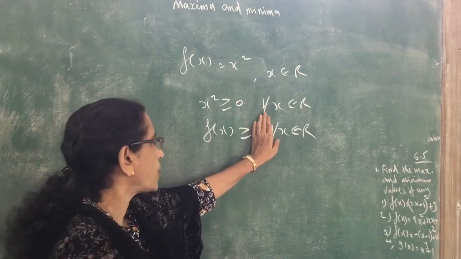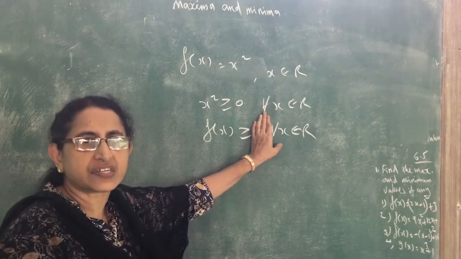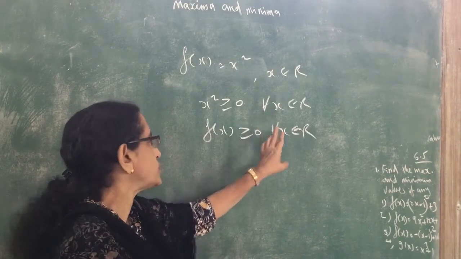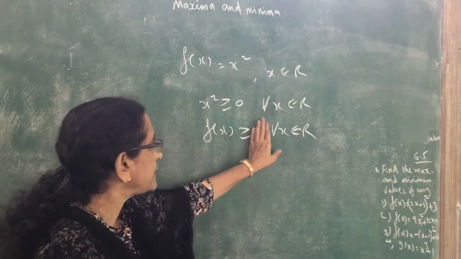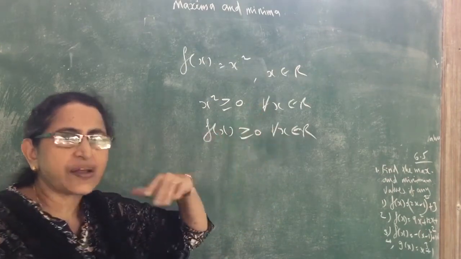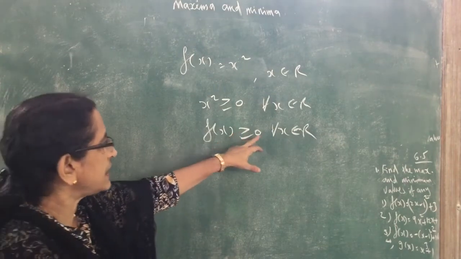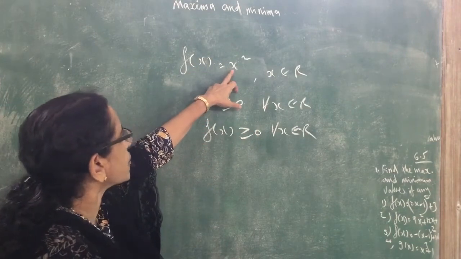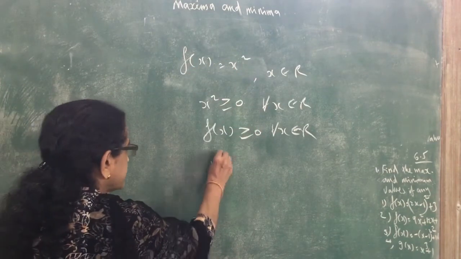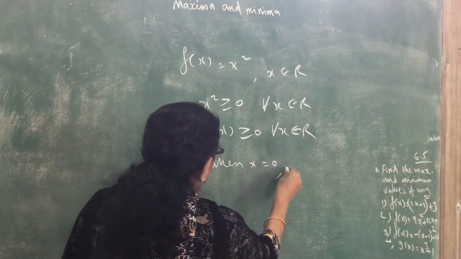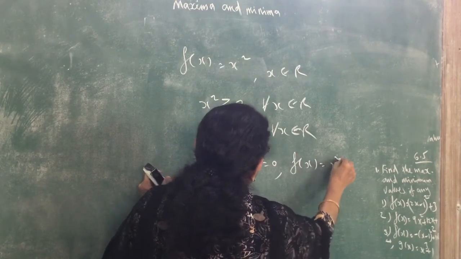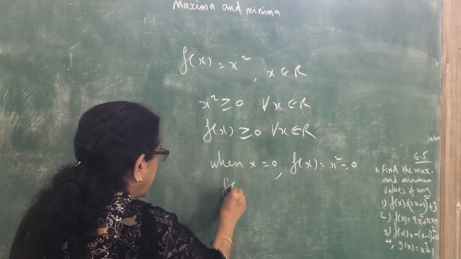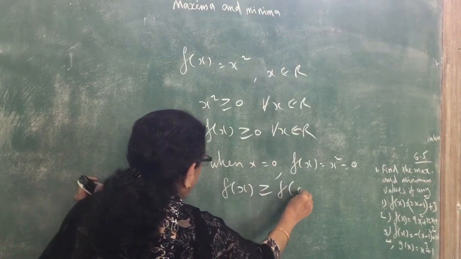That means 0 is the minimum value of the function, because for every x belongs to R, f of x is greater than or equal to 0. And what is the point of minimum value? f of x is equal to 0 when x equal to 0. When x equal to 0, f of x equal to x square is 0. So in the place of 0, we can write f of x greater than or equal to f of 0.